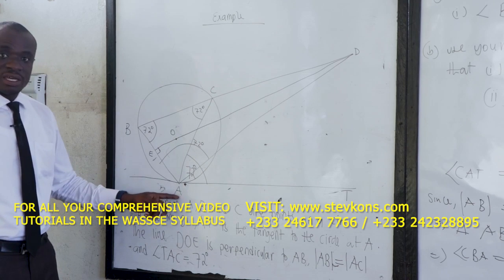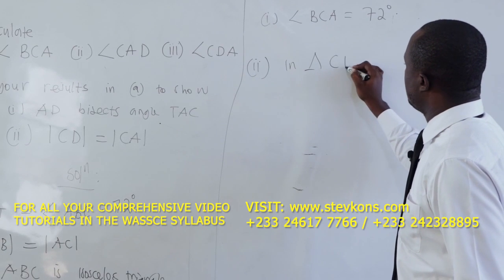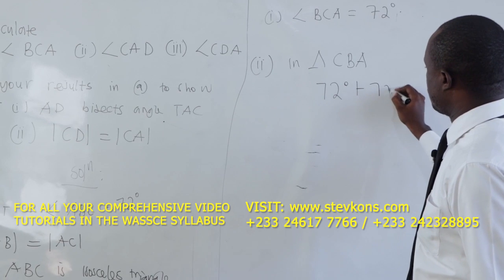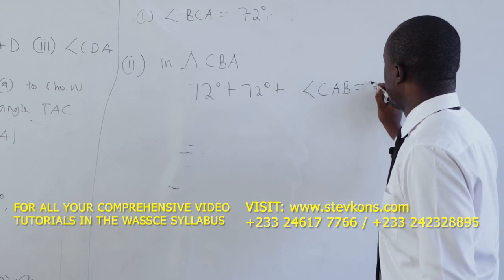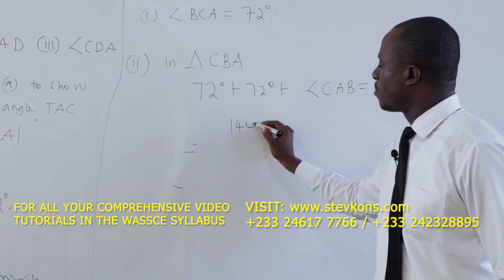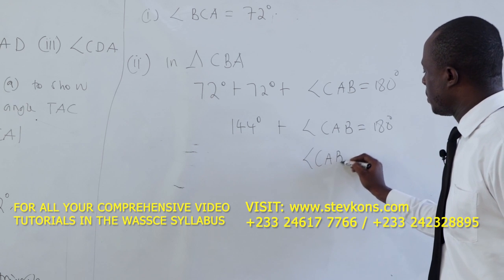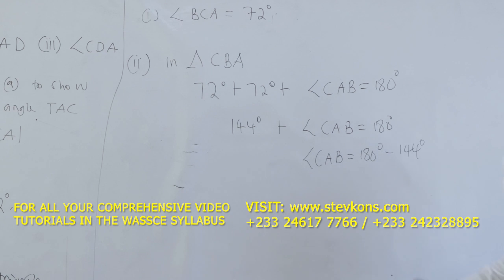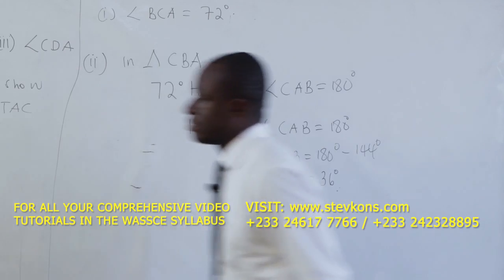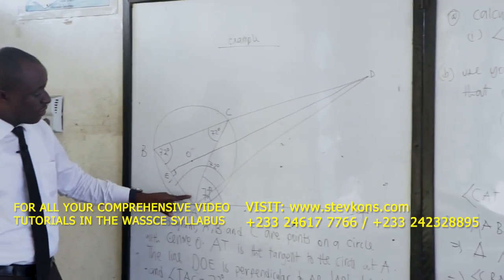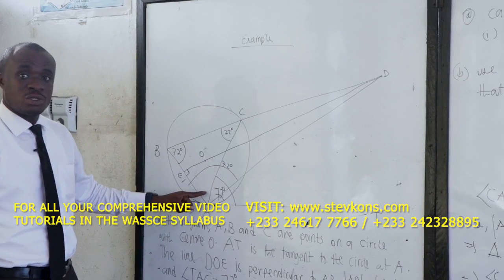We want to find the angle here, and after finding it, we can subtract from the 72. So we want to consider triangle CBA. In triangle CBA, we have 72 degrees plus 72 degrees plus angle CAB equal to 180. 72 plus 72 is 144, plus CAB equal to 180 degrees. So CAB equals 180 degrees minus 144 degrees, which is 36 degrees. So the angle over here is 36 degrees. But we know angle BAD to be 72 degrees.